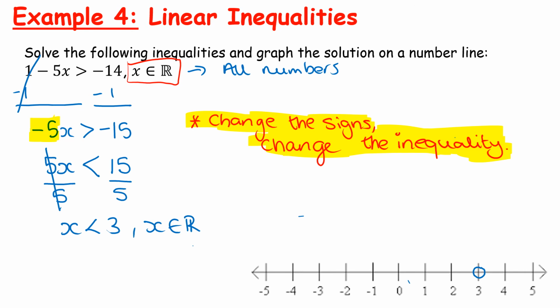So now what we have is all of the numbers up to but not including 3. So it's a very obvious open circle and then our arrows. So just take all that into account.